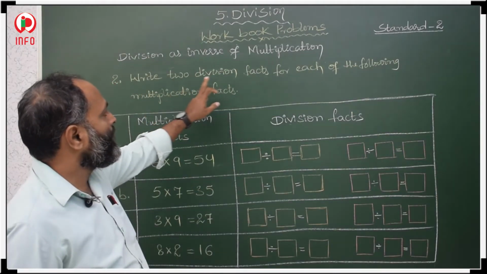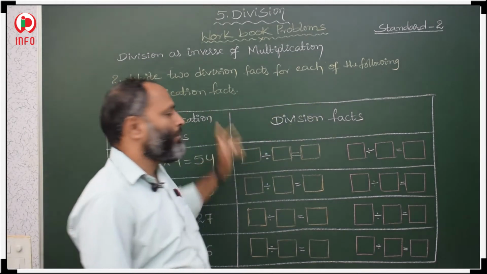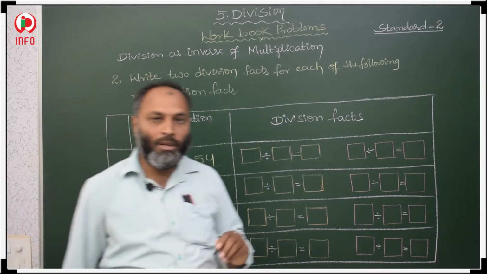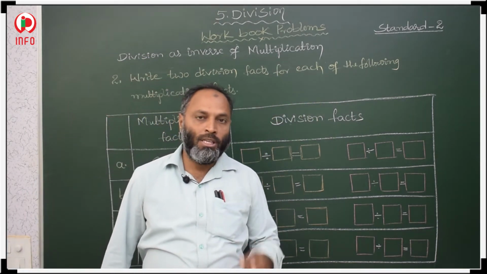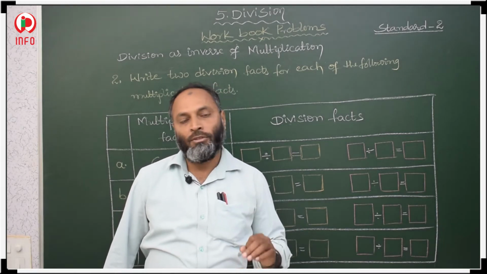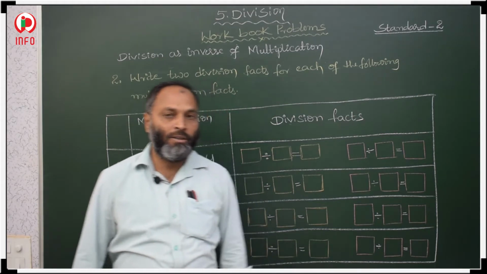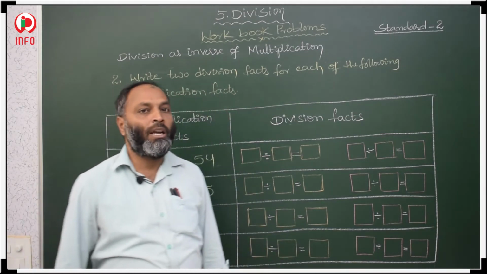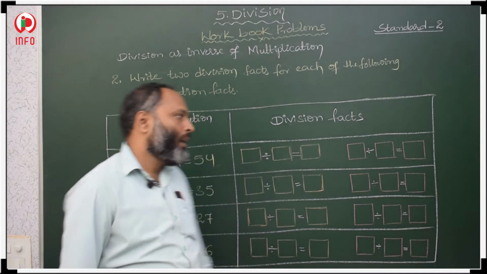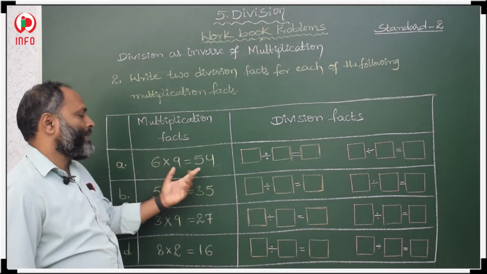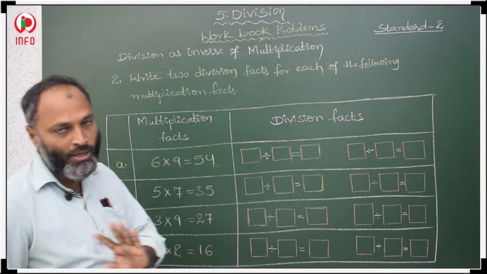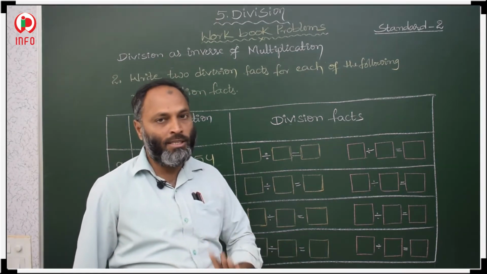Okay. So, here students, next question. Write two division facts for each of the following multiplication facts. Here multiplication facts are given, and we have to convert them into two division facts. How do we write these? See here, what is our first question? 6 9s are 54. This is a multiplication fact.